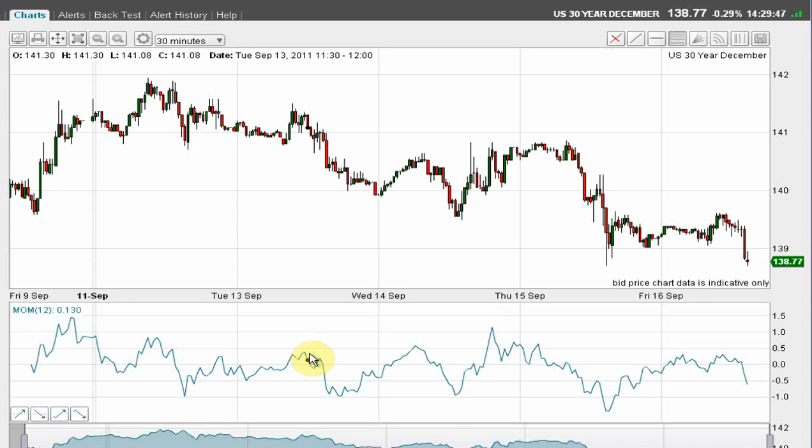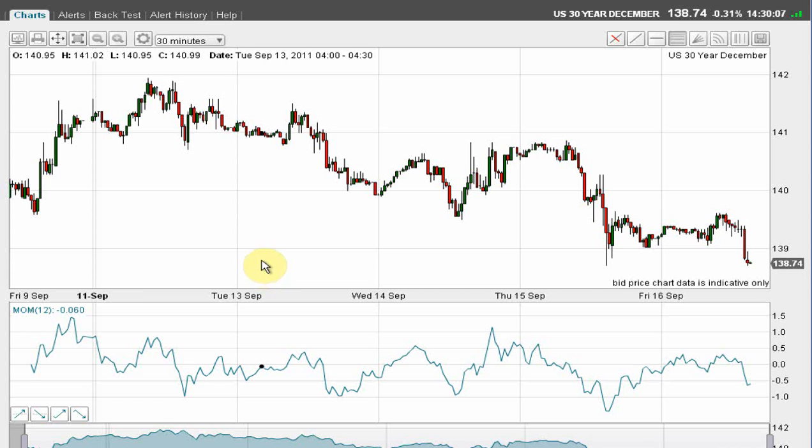But it usually has a negative correlation with the Dow Jones. In other words, if the Dow Jones, the stock markets, are rallying, normally that's bad for bonds. And that's certainly been the case in the recent past.